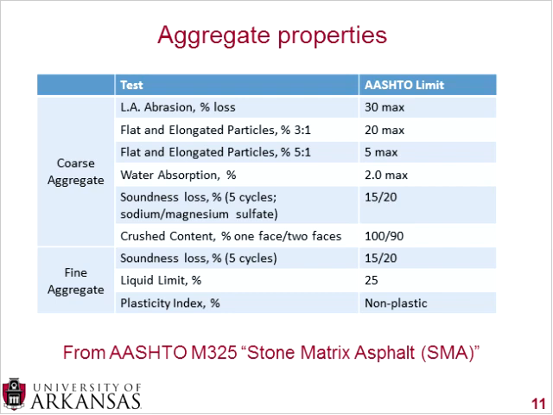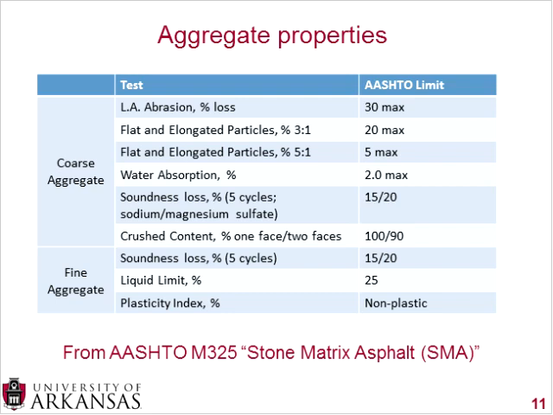There are a couple of requirements for flat and elongated particles. You have your 3-to-1 requirement and your 5-to-1 requirement, and those are 20% and 5% maximum, respectively. You want relatively low water absorption, because you don't want the aggregates to be absorbing all of the asphalt binder. That would add tremendous cost, and you would need to increase your binder content if you were going to do that. So you have a relatively low water absorption percentage.